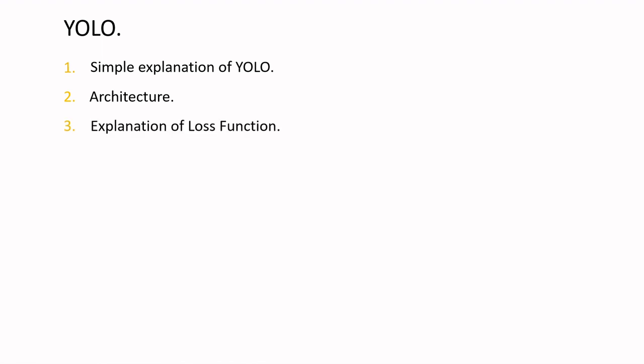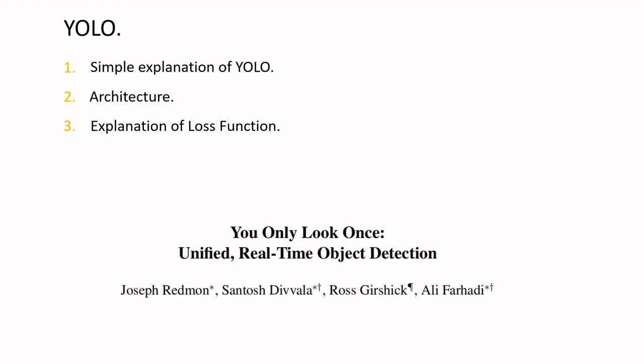So in this particular lecture, we'll have first the simple explanation of YOLO. Second, we are going to look at the architecture very briefly, only one slide, so that you get a hang of what the architecture is and what the layers are. Just know the layers, okay? And the third one is going to be the explanation of the loss function. You'll see that this particular loss function in YOLO is actually very intuitive and very easy to understand, okay? So that's why it's kind of interesting. And the paper is You Only Look Once: Unified, Real-Time Object Detection, and these are the authors, okay?